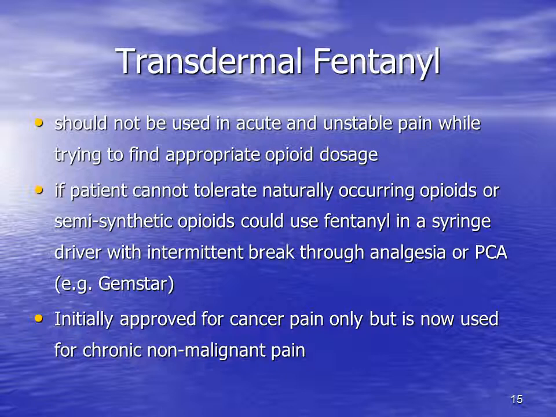So that's 48 mils of parenteral will be provided by a single 100 microgram per hour patch. It was initially approved for cancer pain only in this country, but is now used for chronic non-malignant pain as well. Advantages over morphine: it's said the constipation is less, and there's been a couple of trials comparing transdermal fentanyl and sustained release morphine, and that seems to be a real issue.